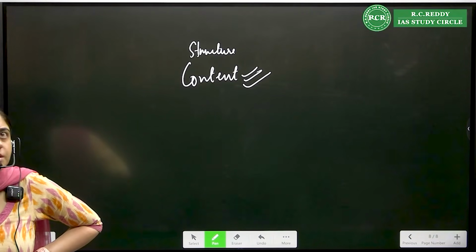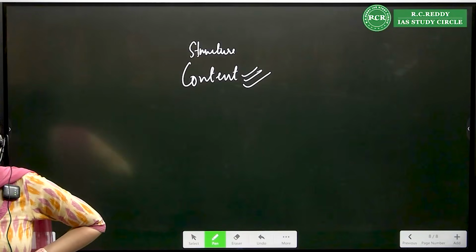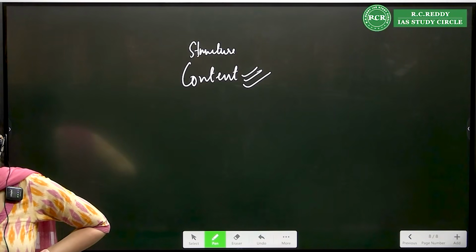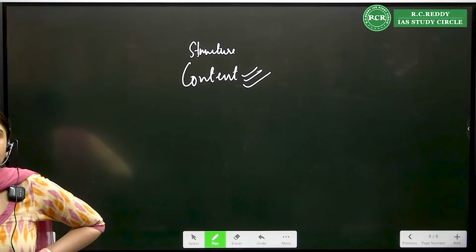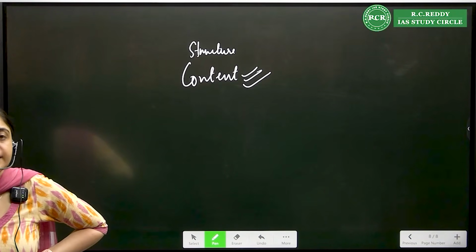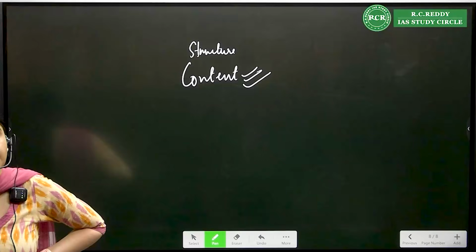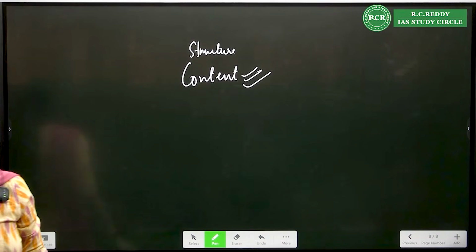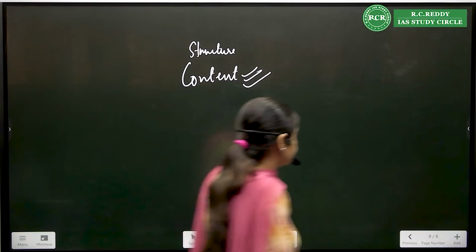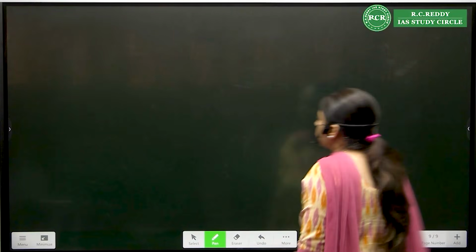Think for 5 minutes, just 5 minutes. Then I will discuss it. Try to generate dimensions: if it is about electoral reforms, what kind of points can I include in this essay, how can I start it, what dimensions, and how do I close it? Have you thought about the essay? First of all, tell me how you can start.